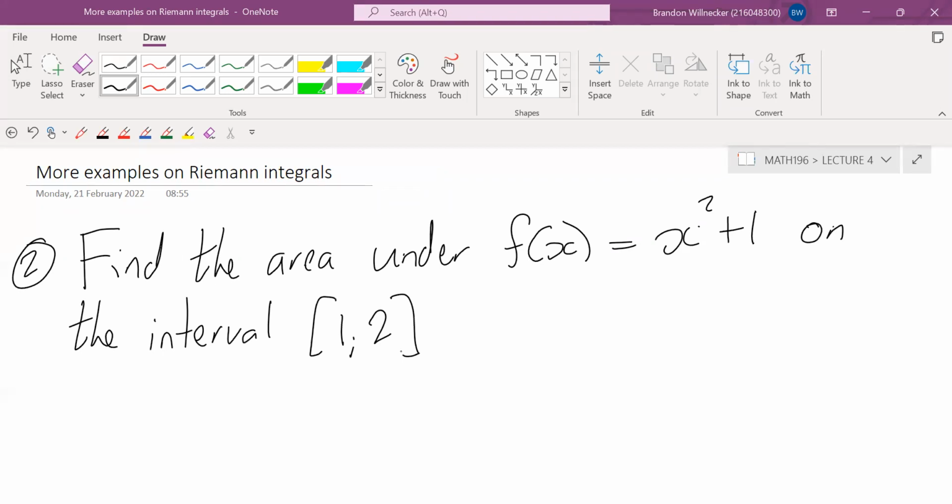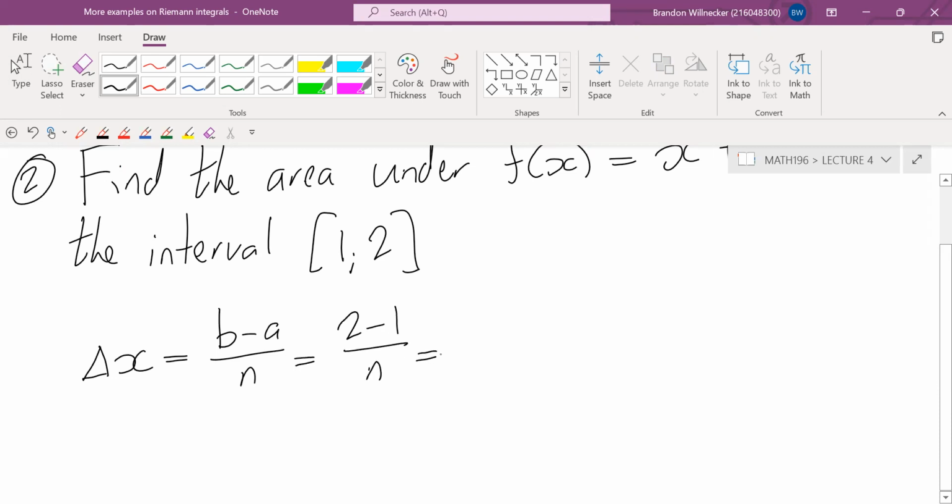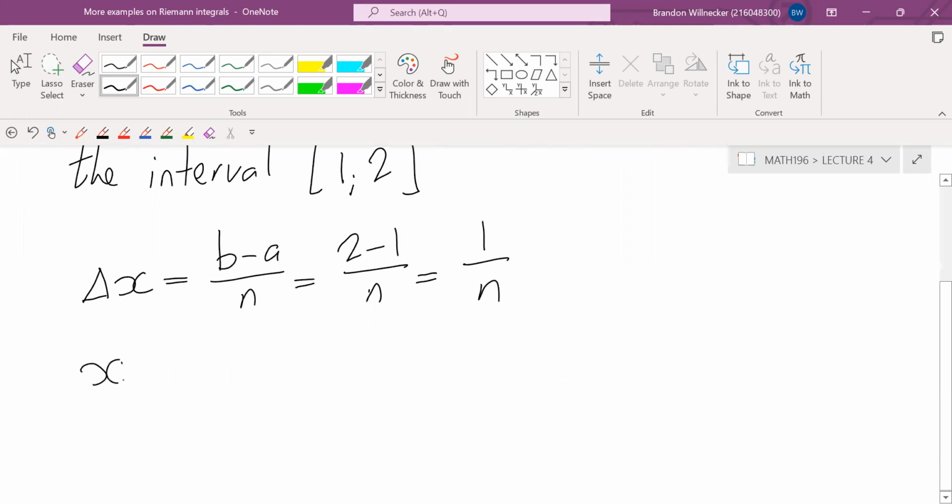Okay, so before we get started with the calculation, we need to find those three things. Remember what they were. The first one is delta x. So that's going to be b minus a over n. So that's going to be 2 minus 1 over n. So that's going to be 1 over n. Okay, so that's done. The next thing that we need to find is xr. So that, remember, that's a plus r delta x. So here a is 1. So it's going to be 1 plus i over n.